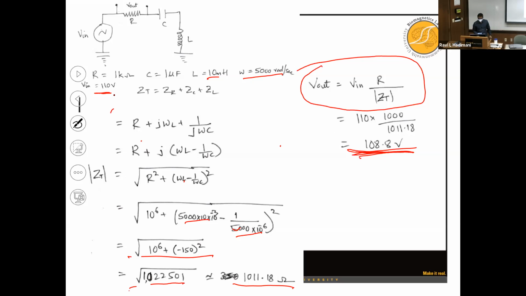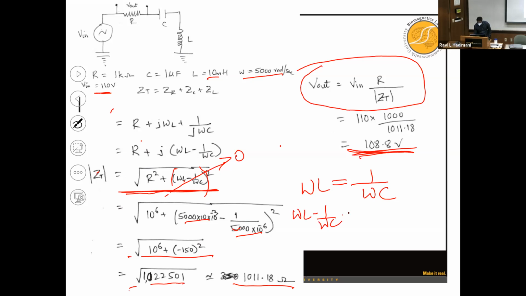So we want to use a lower frequency. Is that right? Here is your equation, and here are your frequency terms. So that means you want to minimize your total impedance. How do you minimize that? That means make this 0. That means your omega L should be equal to 1 over omega C, so omega L minus 1 over omega C equals 0.